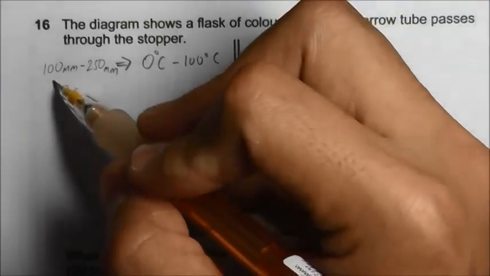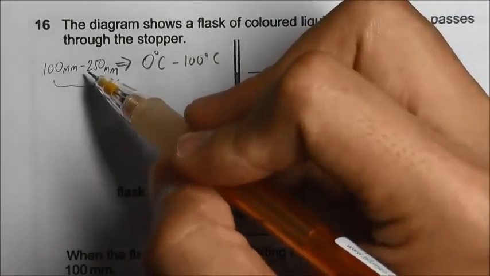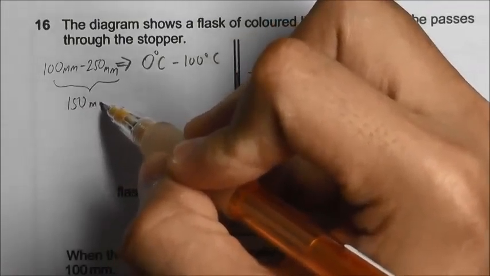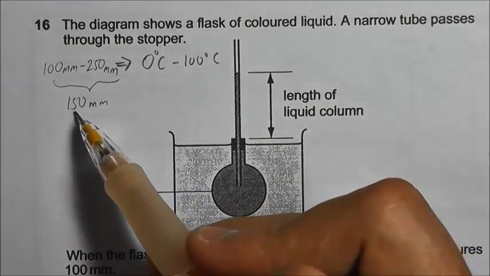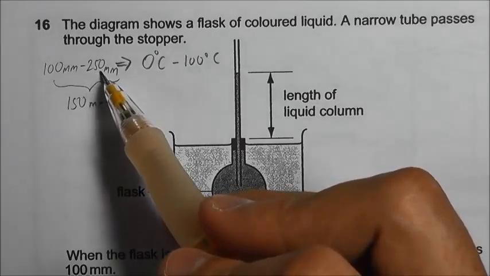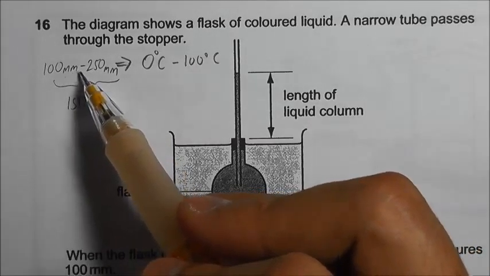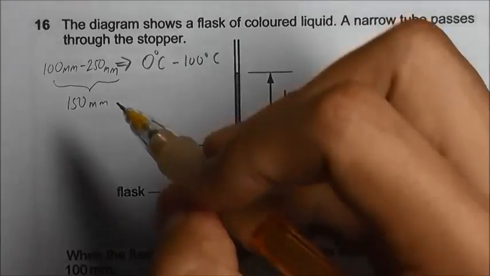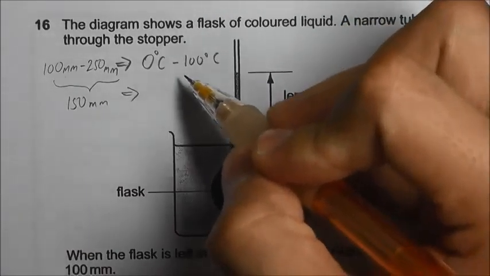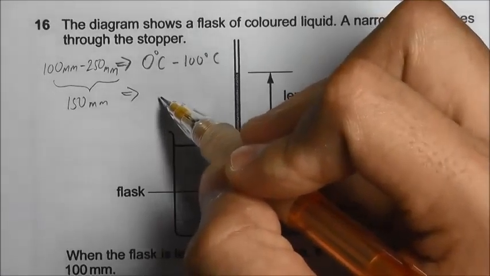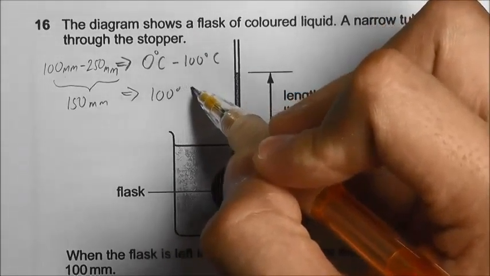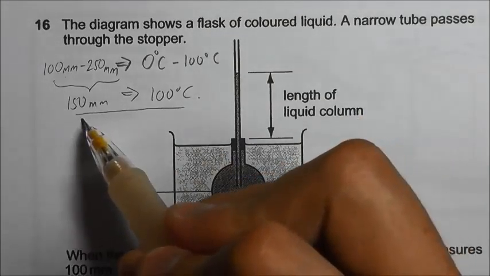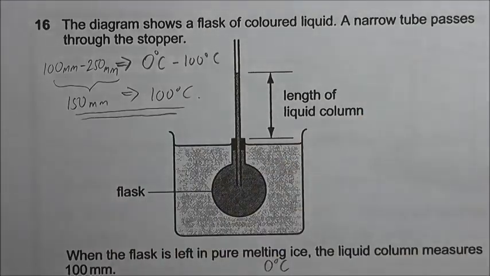Okay, so with this we can say that a change in 150 mm, how I come out with this 150 mm is 250 mm minus 100 mm. So a change in 150 mm of the liquid column corresponds to an increase in temperature of 100 degrees Celsius. Okay, so this is the relationship that we have here between the liquid column and temperature.